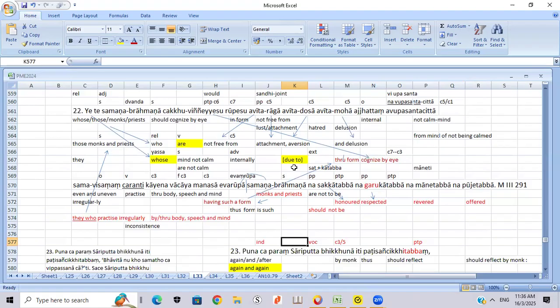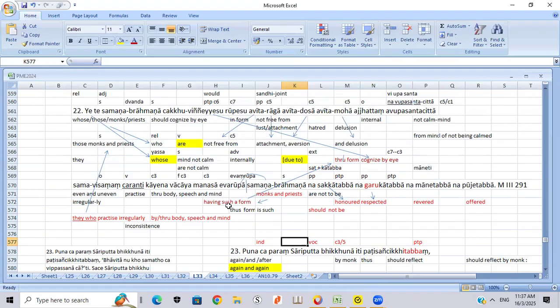So I think this part is linked to here. That's why I put an arrow. It's linked to here. Having such a form, which is cognized by the eye, I think this part belongs to here. This part cannot link to here. So I think I cannot link, so I draw a line. I think this is another line. So this part, I think, is linked to that.